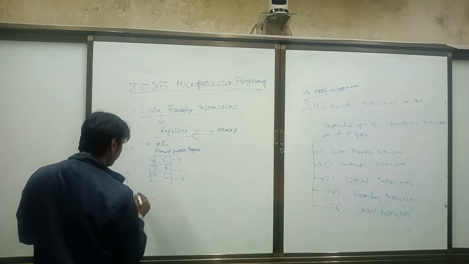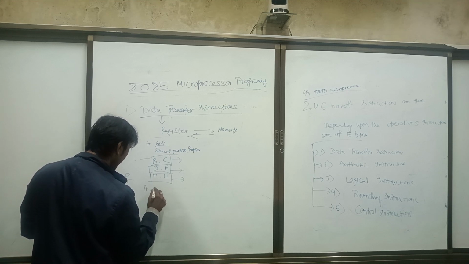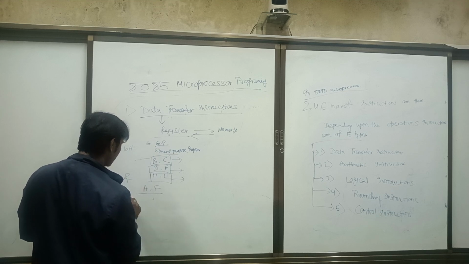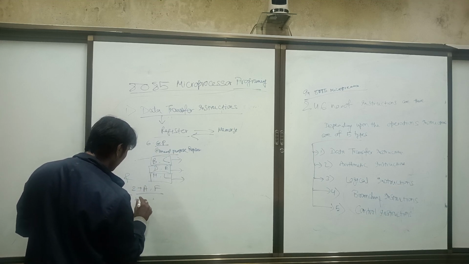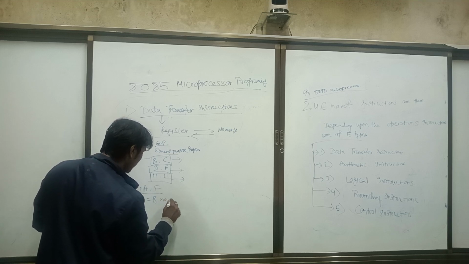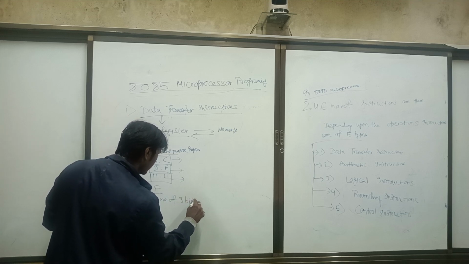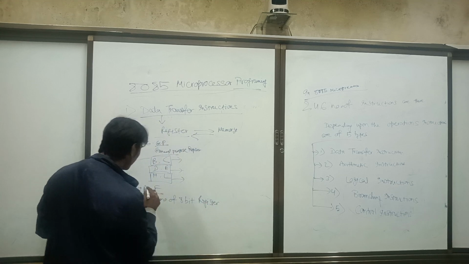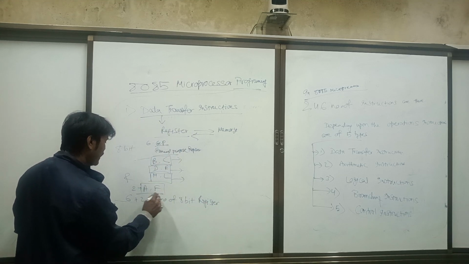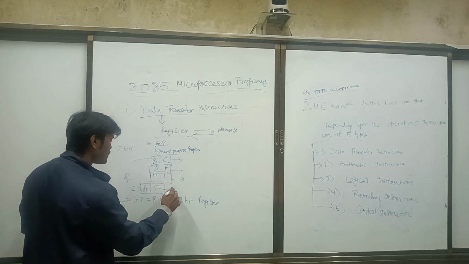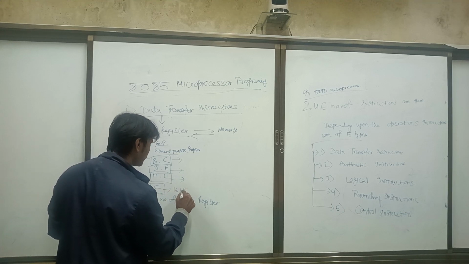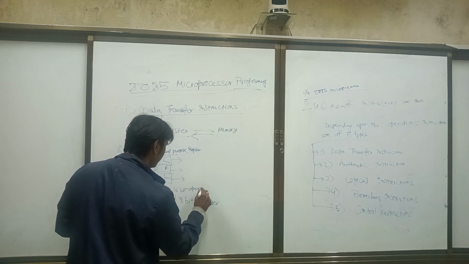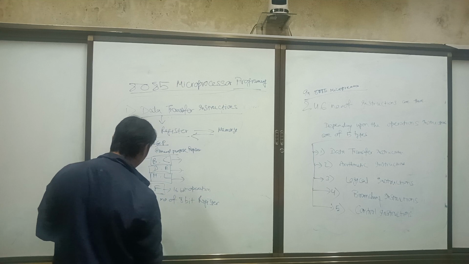Again, we have two more 8-bit registers, A and F. So here you have 6, here you have 2, 6 plus 2 equals a total of 8 8-bit registers. Sometimes we need to make a pair between A and F to form a 16-bit operation. That is used in stack operation, 16-bit operation.